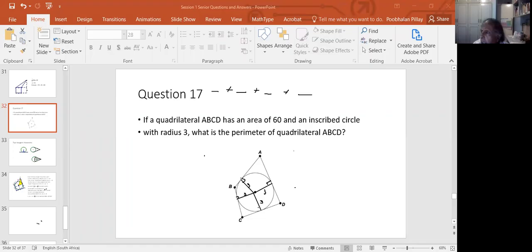a diagonal, and then that should give you 2 right angle triangles. I'm going to join this diagonal like that. And now you'll see that this quadrilateral is now divided up into 2 triangles, and both of them are right angle triangles. So we should be able to calculate the area of that triangle.